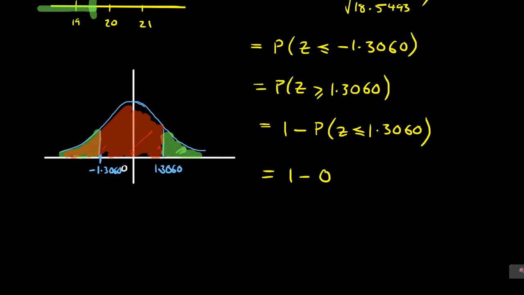1 minus 0.9042. And if I do that, 1 minus 0.9042, then what I should get is 0.0958. And that should be my answer. I'm just going to quickly check the mark scheme, make sure, because sometimes you can easily make a mistake. So where are we up to? 0.0958. Okay, so yeah, that's the right answer.